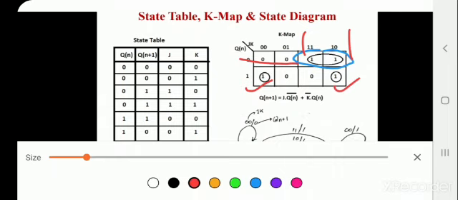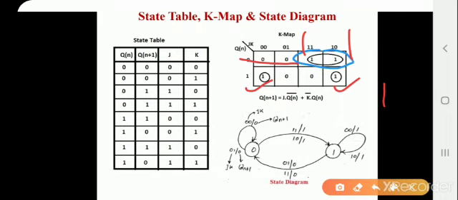That means this is the characteristic equation of the JK flip-flop. And also with the help of a state table, we can form the state diagram. So here is the state diagram.